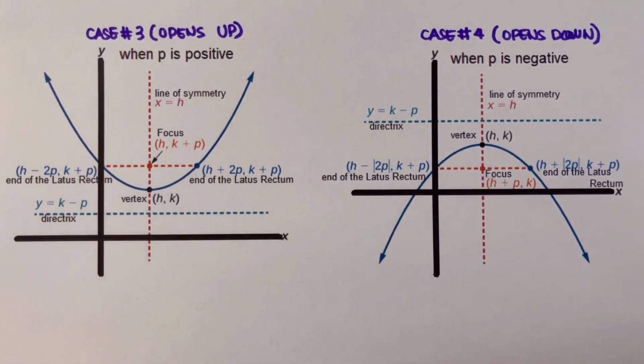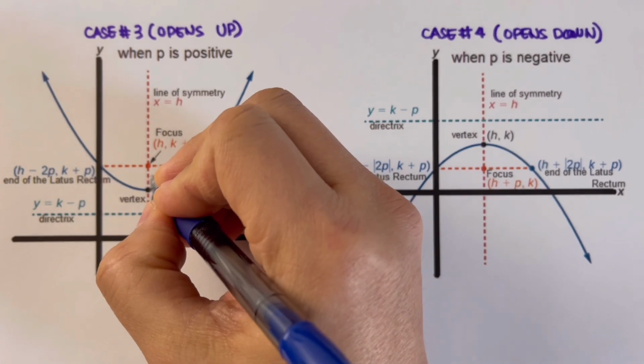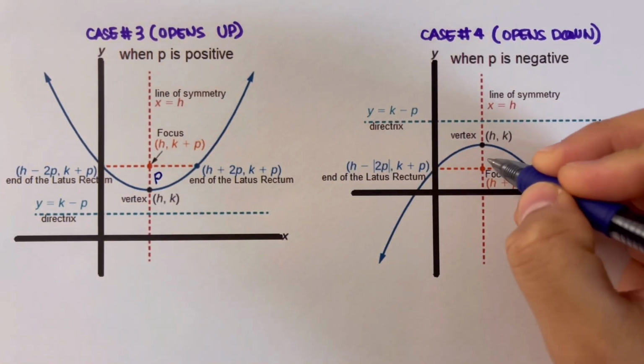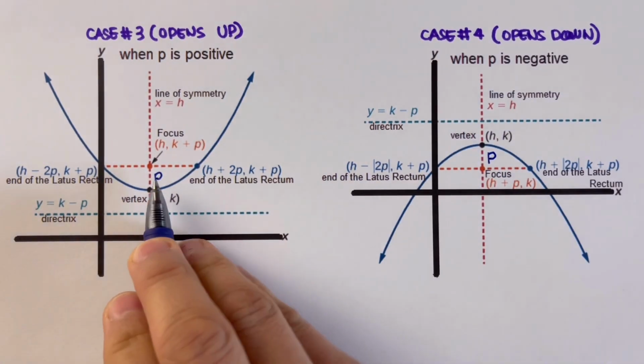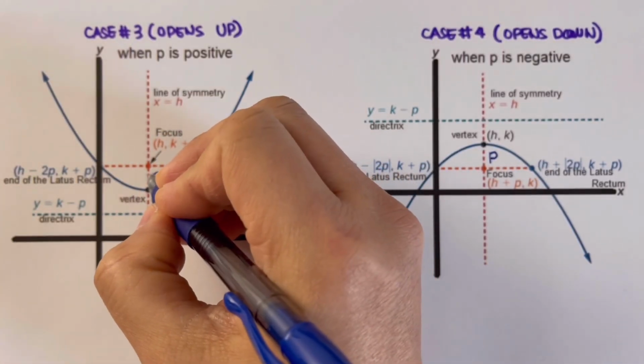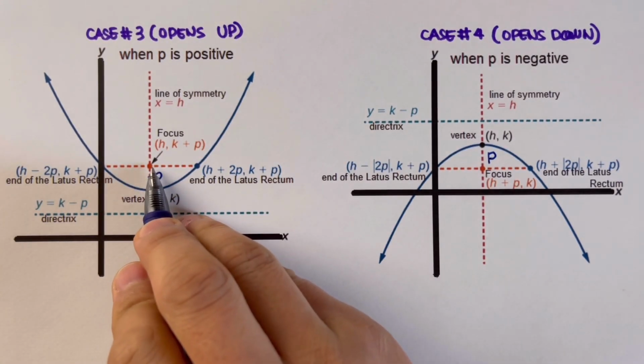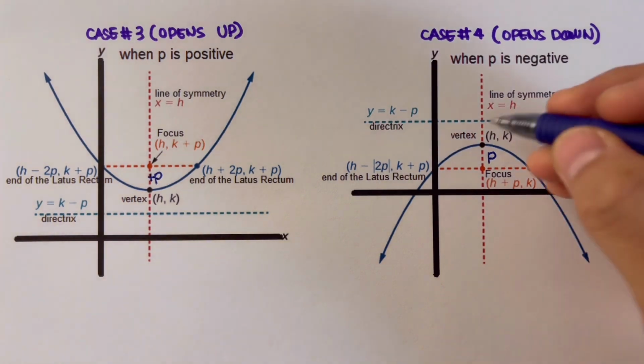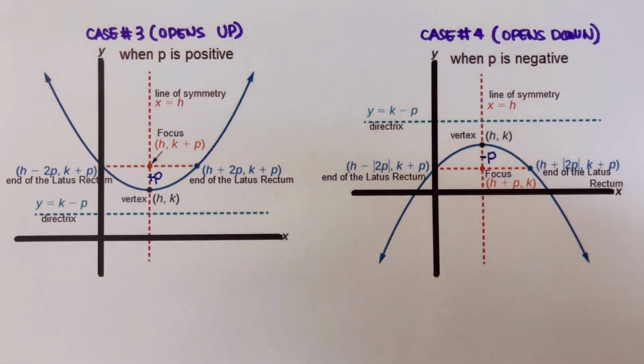Again, we remember that the distance from the vertex to the focus is represented as p. And so from here, we can go ahead and say that the p-value here is positive because it's above the vertex, while the p here is negative because it's below the vertex.